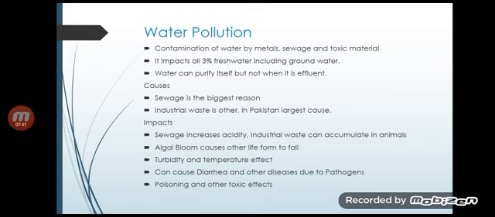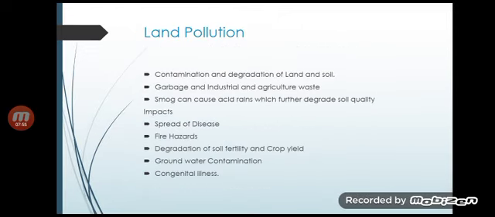The other type of pollution is land pollution. This is also a very dire situation to live in if the surroundings are polluted. It's a contamination and degradation of land and soil. Soil is a natural resource. Soil is very important for humans. We live on the soil, we farm on the soil, we grow crops on the soil. So that is why it is very important for us.